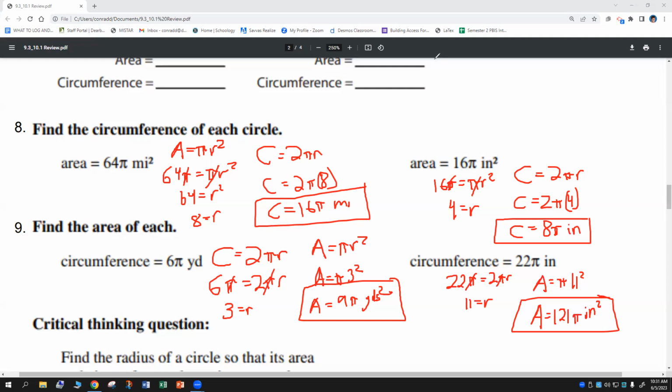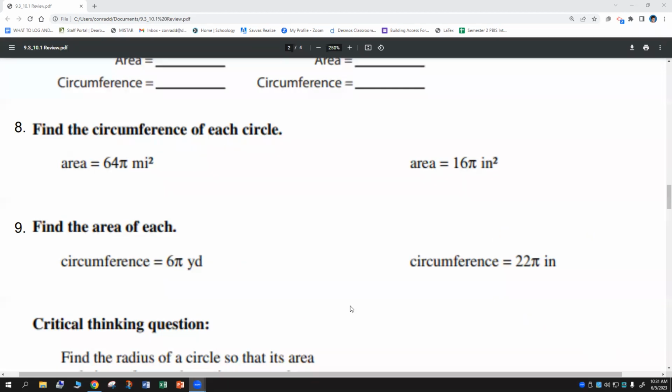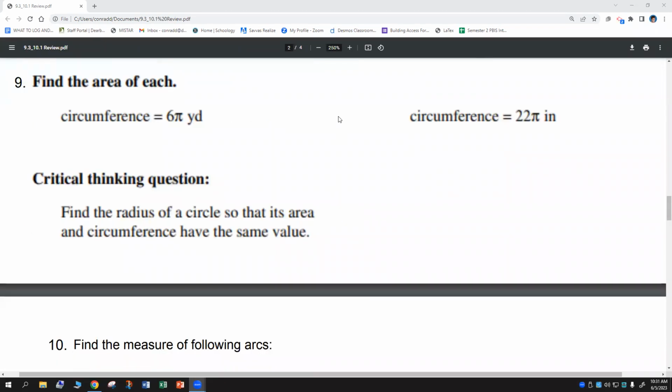All right, last one on the front here. It says find the radius of a circle so that its area and circumference has the same value. So we want to find r when A equals C, right? When the area equals the circumference. So we're looking for r when pi r squared equals 2 pi r. Okay, I can divide both sides by pi. I get r squared equals 2r. I can divide both sides by r.